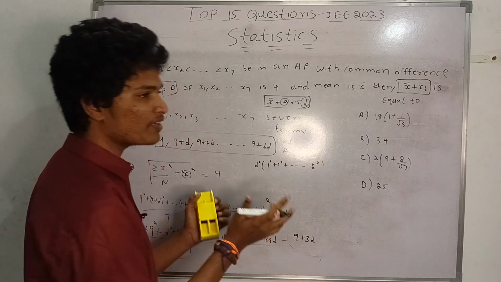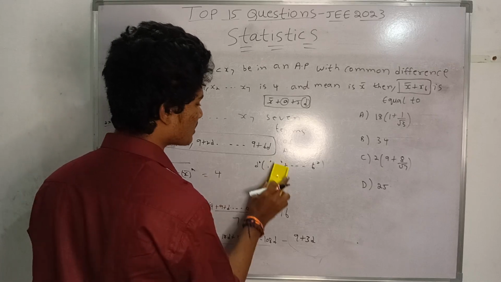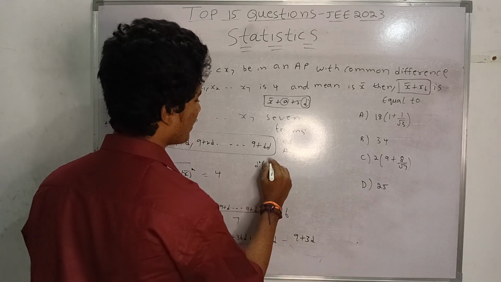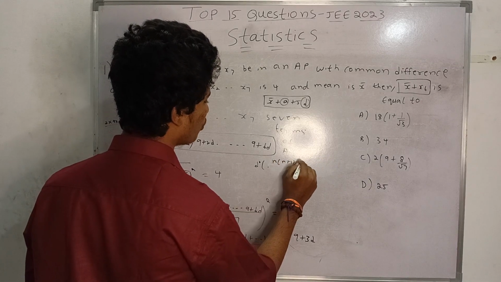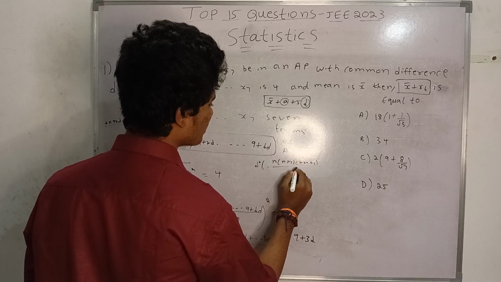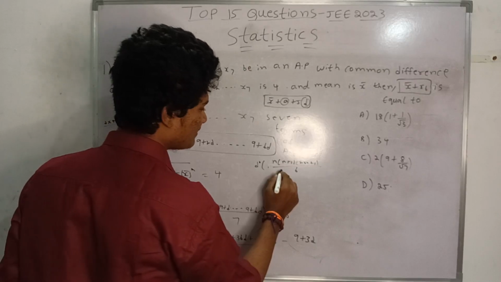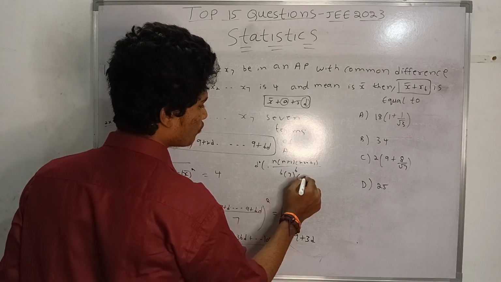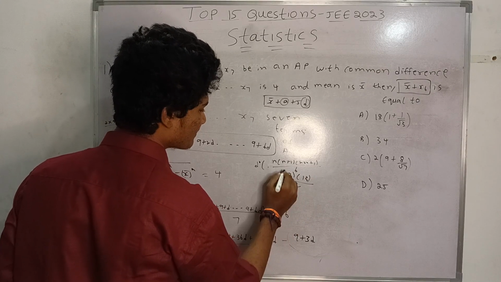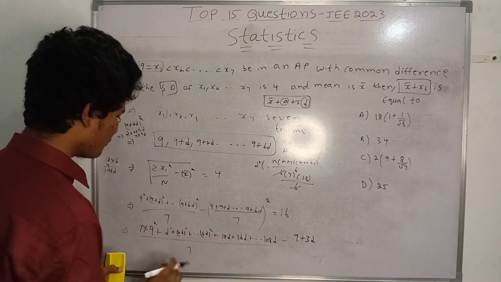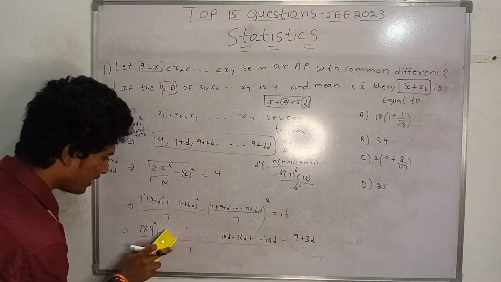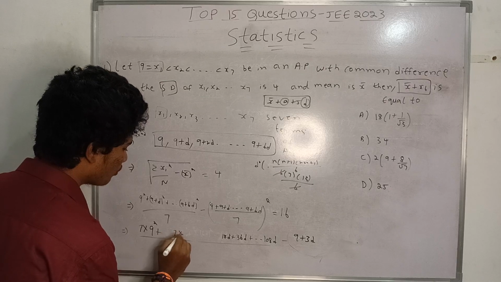What is the formula for the sum of squares of natural numbers? The sum of squares of natural numbers is simply n into n plus 1 into 2n plus 1 divided by 6. What is n here? Here n is 1 to 6 natural numbers. So 6 into 7 into 13 divided by 6. 6 cancels, leaving 7 into 13. So I simply replace this completely as 7 into 13.